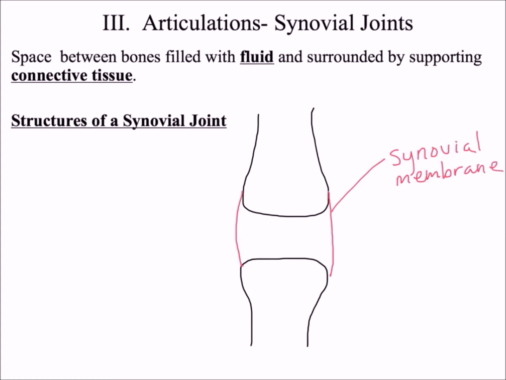The function of the synovial membrane is to produce a substance called synovial fluid. Synovial fluid acts as a lubricant to help reduce friction within the joint. Synovial fluid is located within the joint along with another structure that also helps reduce friction within the joint, called articular cartilage.